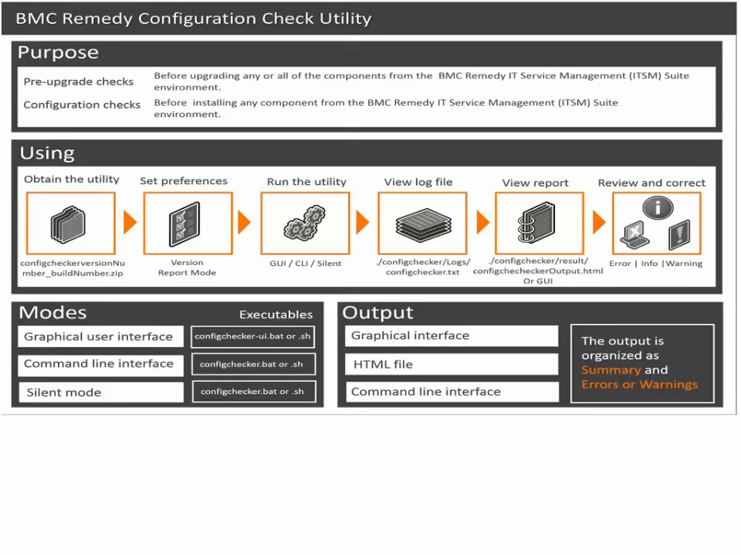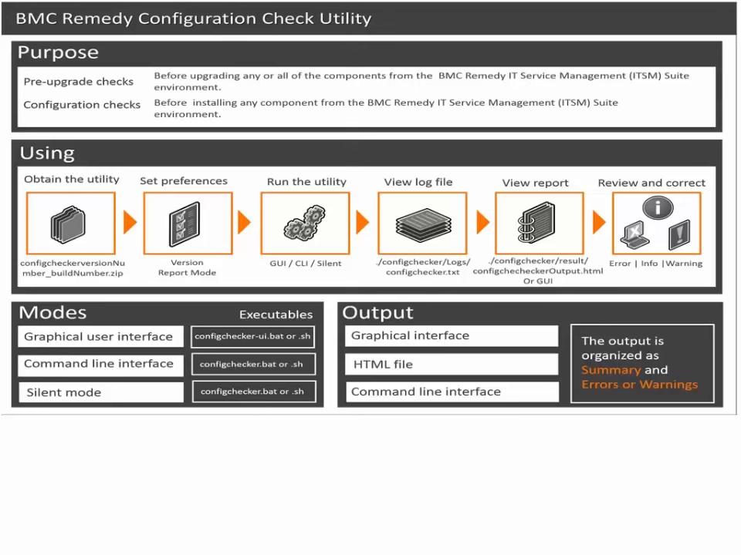Some of these configurations are pre-upgrade checks which you will run before the installation, and some of these checks are also part of the installer. The installer will also execute them, and before proceeding it will show you the error or warning as the case may be. So how do you get this utility?